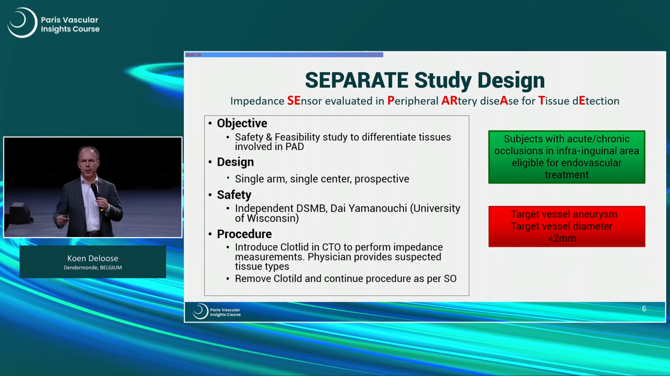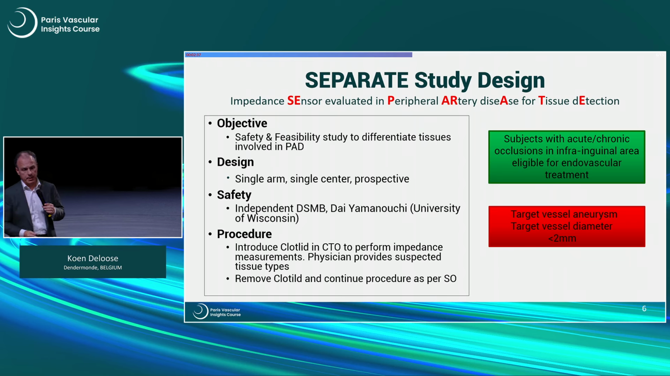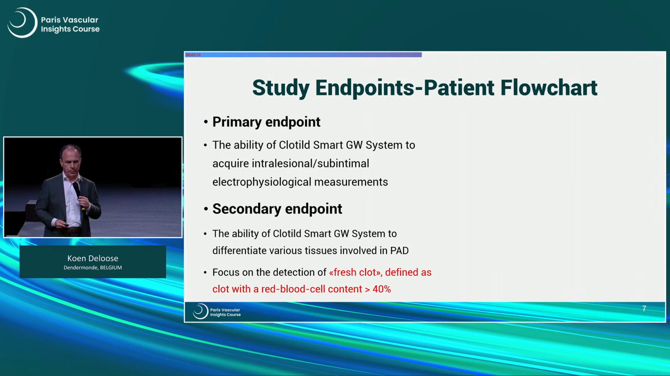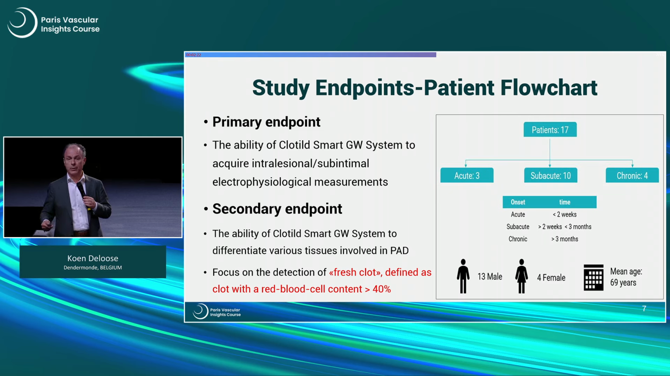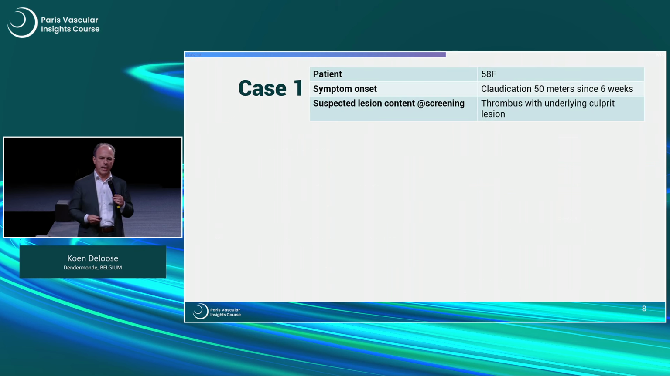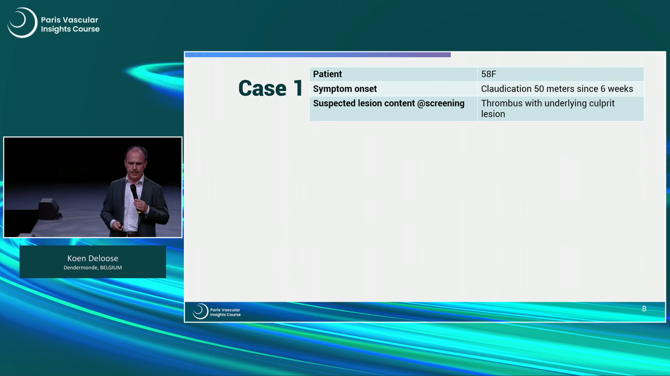All kinds of occlusions were enrolled in this small study, just to test the safety and feasibility of the Clotild system in a single-arm, single-center, prospective way with a DSMB, and also to differentiate different tissue types and see if Clotild is able to predict thrombus. These were the primary and secondary endpoints. We enrolled 17 patients in this separate study: 3 acute, subacute, and chronic. Now we know this, but before it was not so clear. I'm going to share some cases out of this separate study.